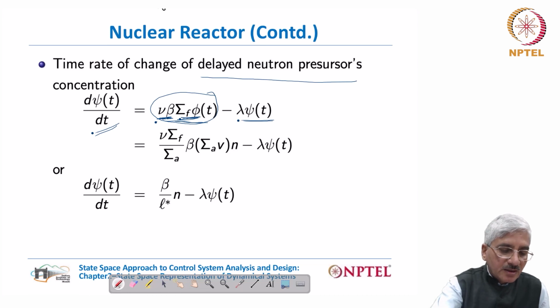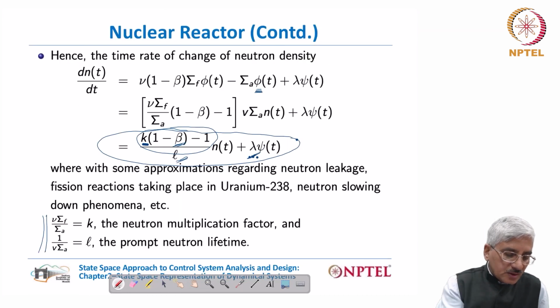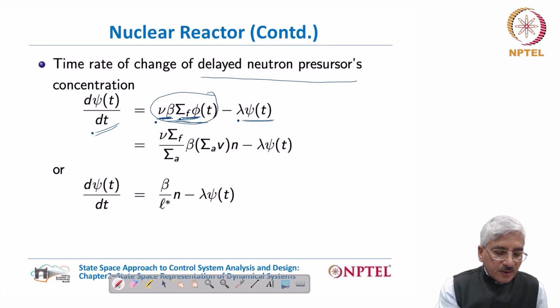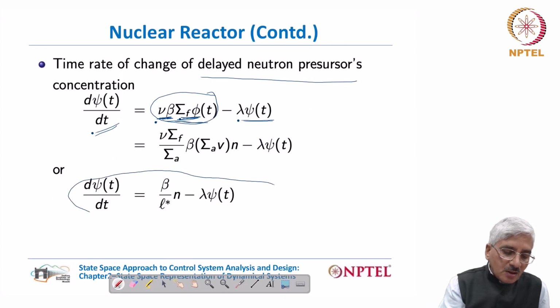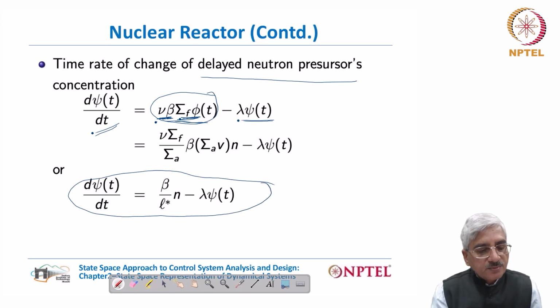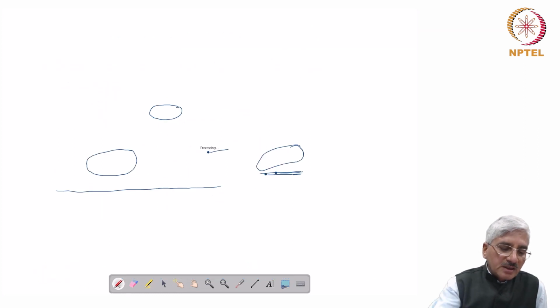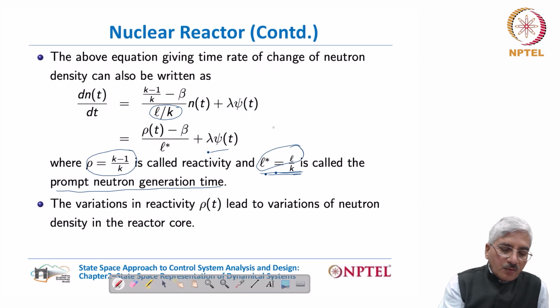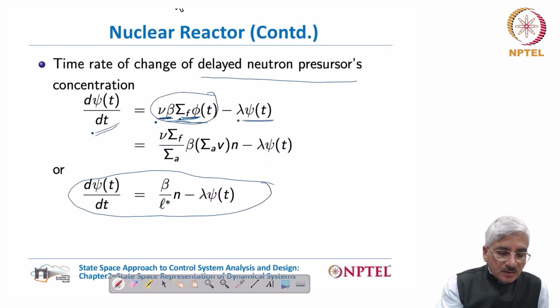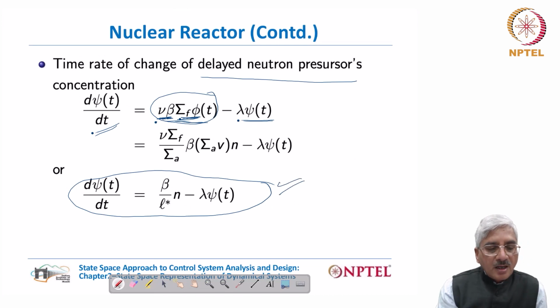Again we do the manipulations with the help of the multiplication factor and neutron lifetime, which were introduced in the previous slide, these two relations. With a little mathematical manipulation, we get this simplified expression for delayed neutron precursors. So with this, we have obtained the mathematical model of the reactor. One is this expression, the other is this expression. And these two are the dynamical equations characterizing a nuclear reactor.